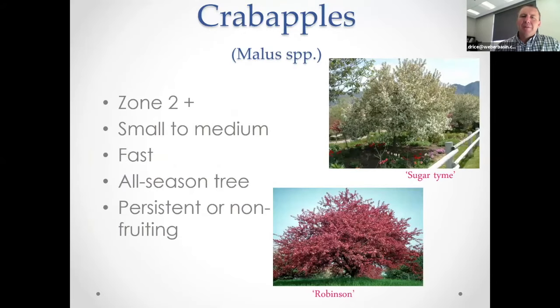So again, crab apples I mentioned already, there's lots of good varieties of these. You can look for fruitless or persistent fruiting, meaning they won't drop the fruit. And then there's a range. You can still find some medium sized crab apples that'll get 30 feet tall. A lot of crab apples, there's some smaller dwarf, kind of semi-dwarf type varieties. They may only get 10 feet tall.